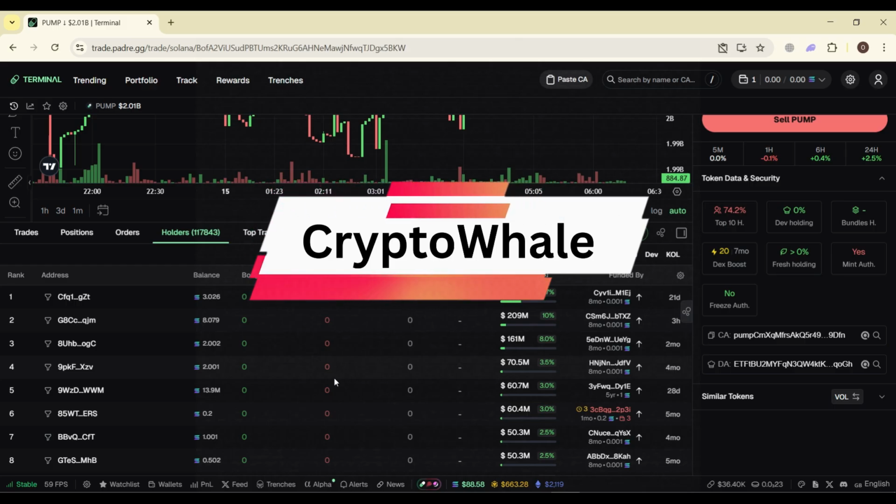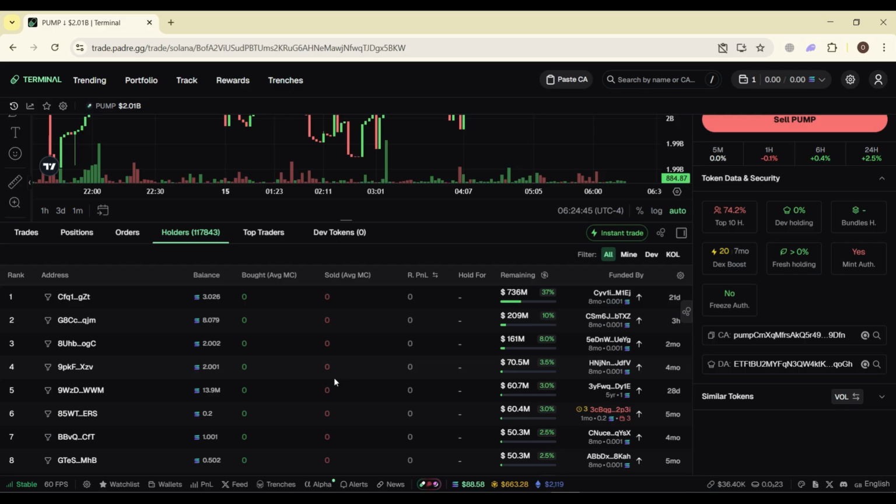The more time you spend reading on-chain dashboards, the better you will understand how the crypto market moves.